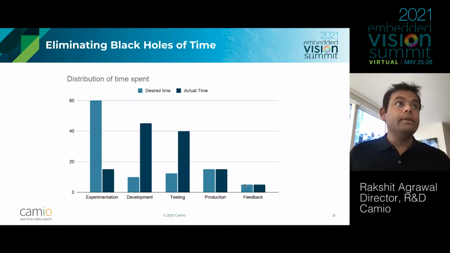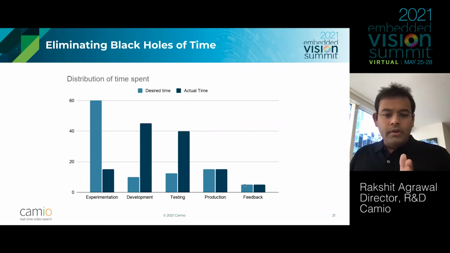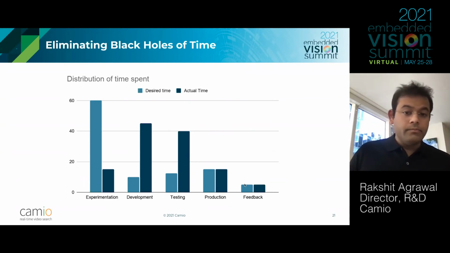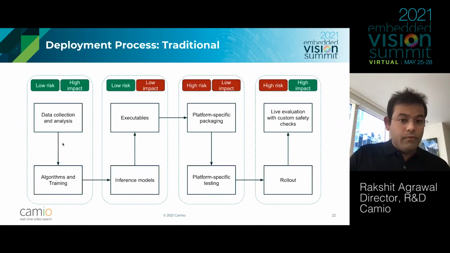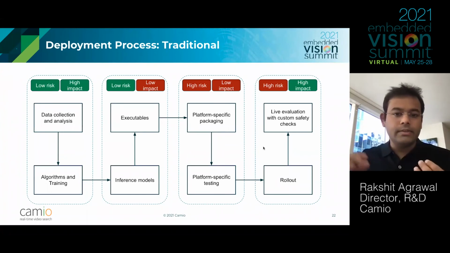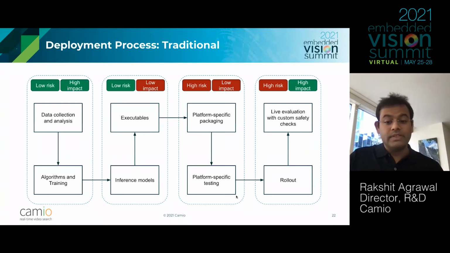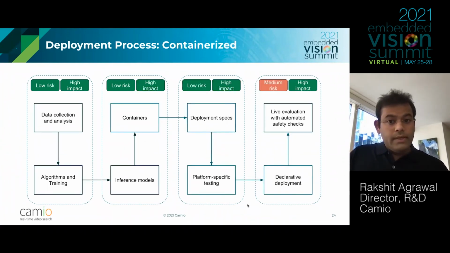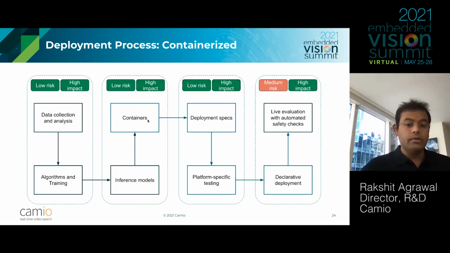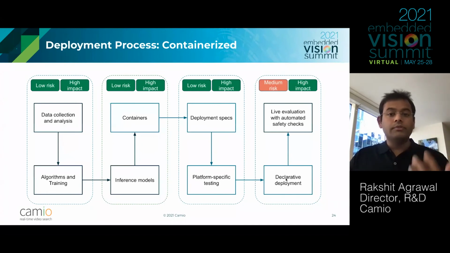But what happens is when we enter into such cycles, the time spent is distributed very differently. You end up spending a lot more time on development and testing rather than experimentation, which you really want to do. So the process, which really should flow something like this, where you have data collection, algorithm, inference, executable, is basically the process of developing something and distributing it. It has these problem areas which are high risk and low impact, like platform specific packaging, platform specific testing. These areas are the ones which really break the speed. And how we work with them, when we have containers, is we just convert our logic into containers, and then we let the deployment specs take care of platform specific deployment. And that really controls the way these things are distributed without too much pain and overhead.